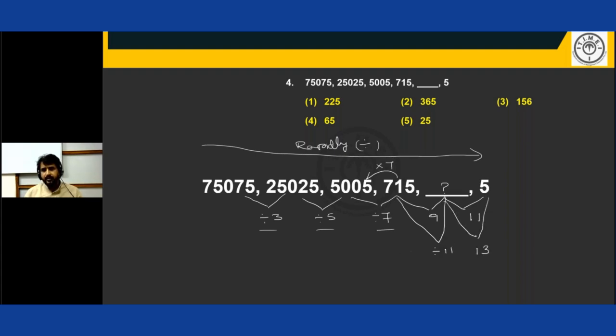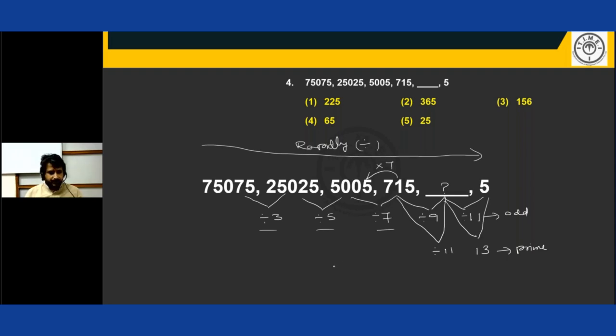So we need to verify that. We need to verify which is the correct pattern. If it goes in this way, it is an odd number pattern. If it goes in this way, it is a prime number pattern. So whether it is an odd number pattern or a prime number pattern, let's check it. Divide by 3, divide by 5, divide by 7 is confirmed. Now, 715 divided by 9.